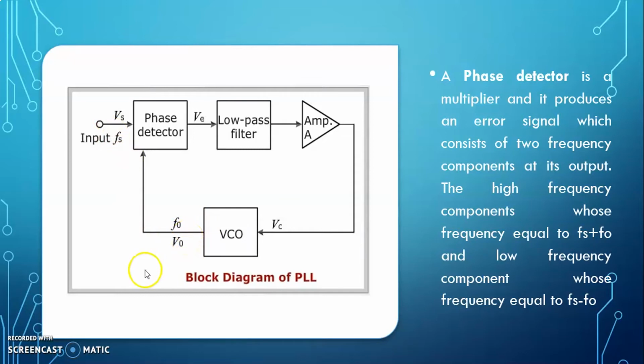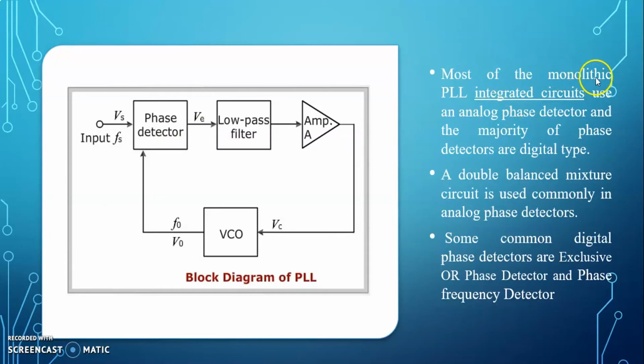The phase detector is also called a comparator. It compares the phase angle of the input signal and the phase angle of the output voltage of the voltage controlled oscillator. Based on the comparison, it generates the phase difference error signal. The error signal consists of two components. One is the high frequency component, another is the low frequency component.